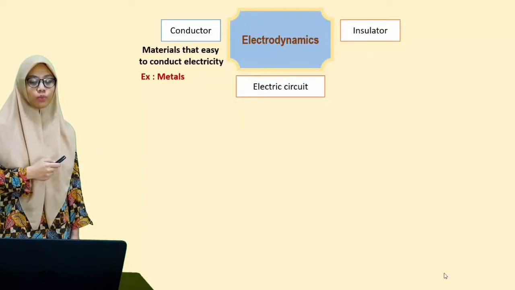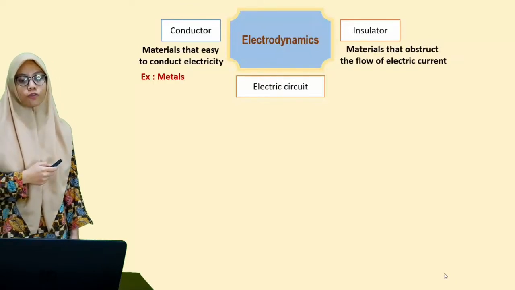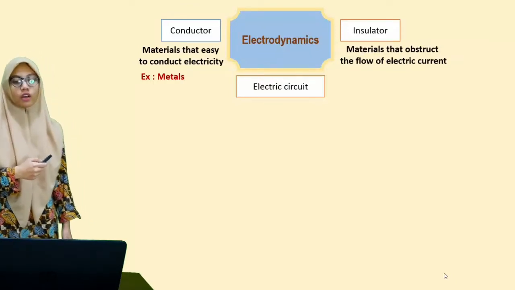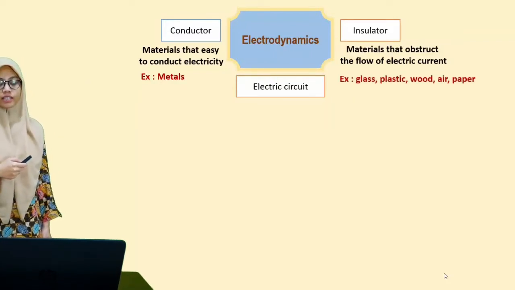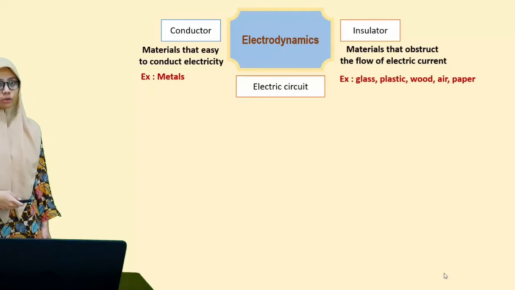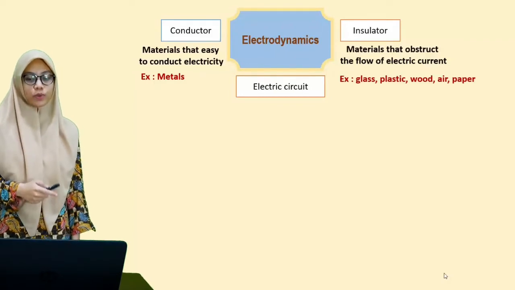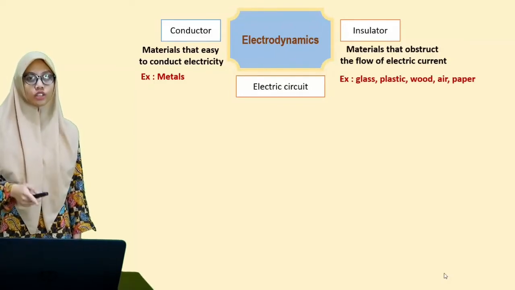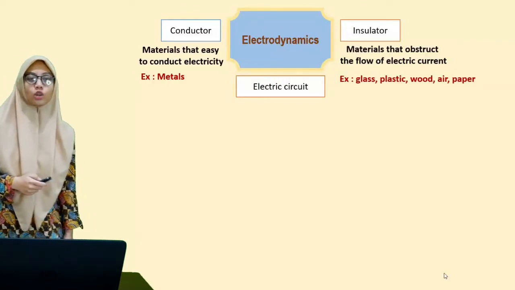And insulator. An insulator is a material that obstructs the flow of electric current. What is the example of an insulator? The examples of insulators are glass, plastic, wood, air, and paper. Okay, I think from this explanation, you can differentiate between conductor and insulator. This is easy, right? Now we continue to electric circuits.